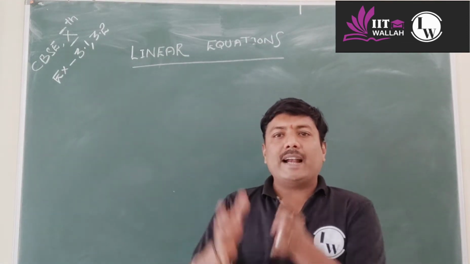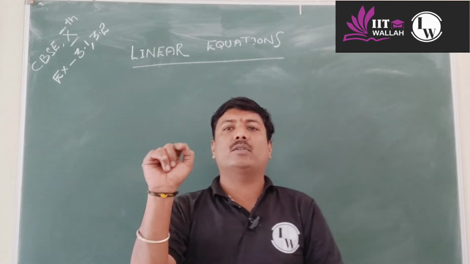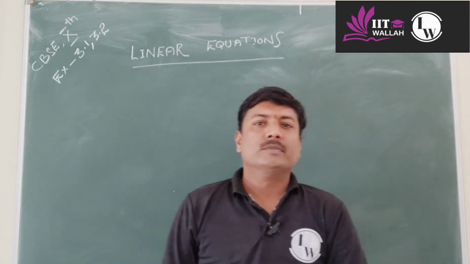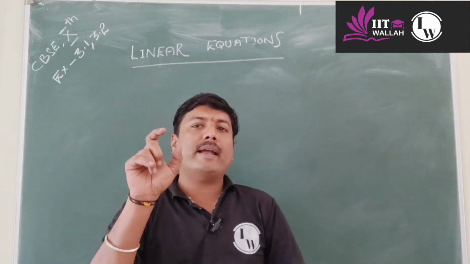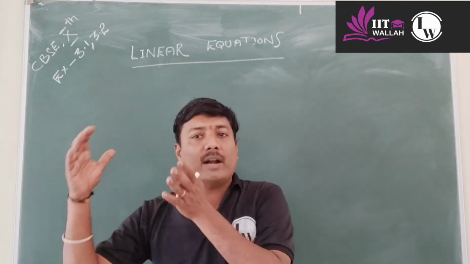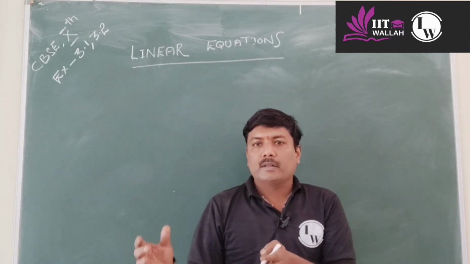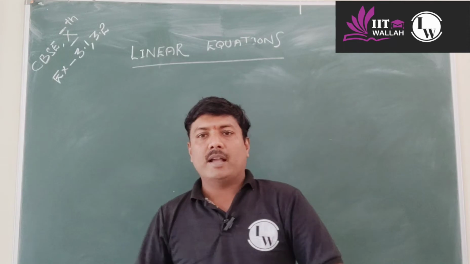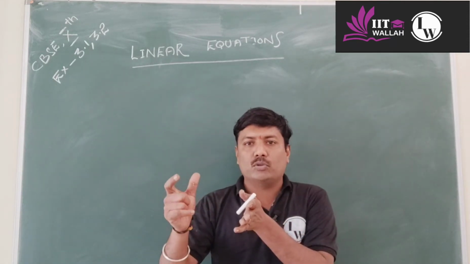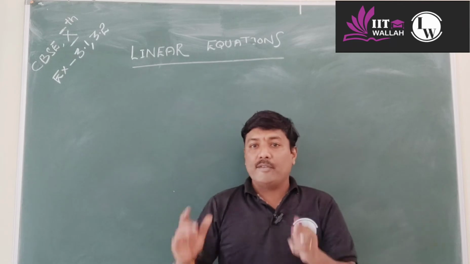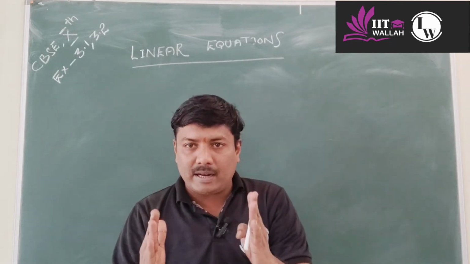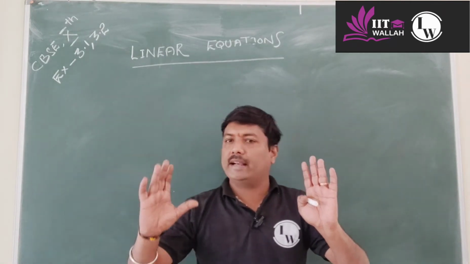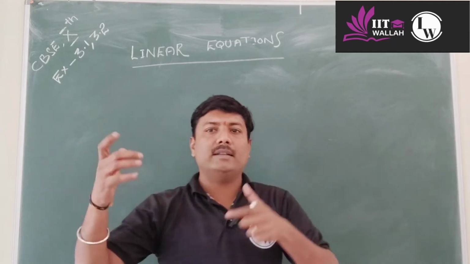As all of you know, if a1 by a2 is not equal to b1 by b2, then the pair of linear equations has a unique solution. If a1 by a2 equals b1 by b2 equals c1 by c2, then these two lines will coincide and we will get an infinite number of solutions. If a1 by a2 equals b1 by b2 but is not equal to c1 by c2, then if we draw the graph, we get two parallel lines. That means there is no solution. This you need to understand very clearly. You need to learn this properly.